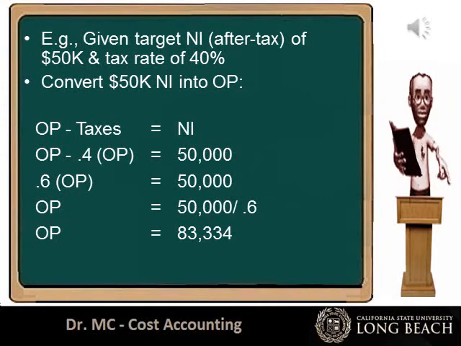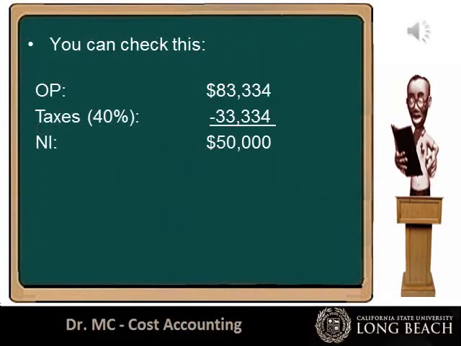If we move the 0.6 to the right-hand side of the equation, this tells us that OP is equal to $50,000 divided by 0.6, which is $83,334. You can easily check to see if you have the right operating profits figure. Take your operating profits and subtract your tax expense, which is your operating profits multiplied by your tax rate. The result should be your required net income figure.